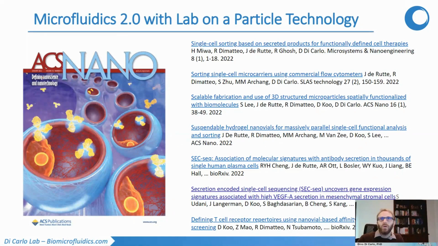But today I'm going to talk mostly about our work on what I call SEC-seq, or secretion-encoded single-cell sequencing. And this is where we are linking the information of secretion from a cell to the transcriptome of that cell. So we can actually have functional information annotated on top of the transcriptome. And I'll talk about some of our work using that for looking at the secretions of growth factors from mesenchymal stromal cells, and some of our collaborative work with Richard James' lab led by Renee Chang on correlating the antibody secretion of plasma cells to the transcriptomes that lead to high secretion.